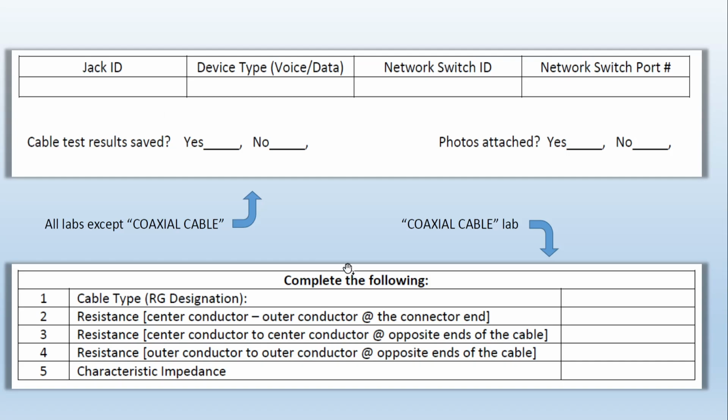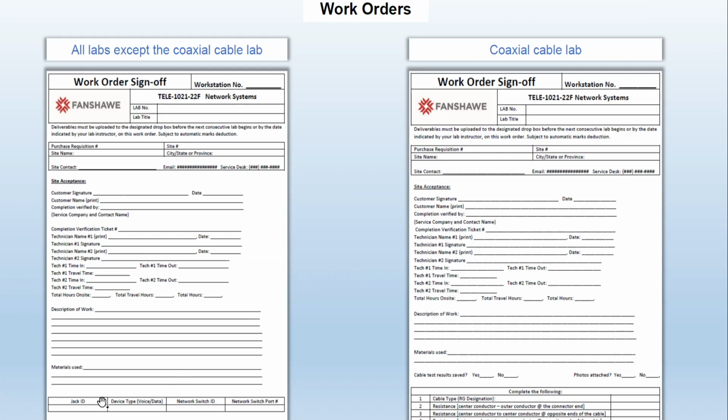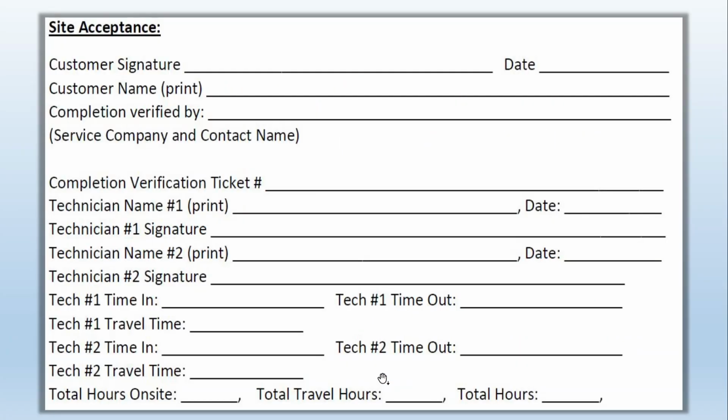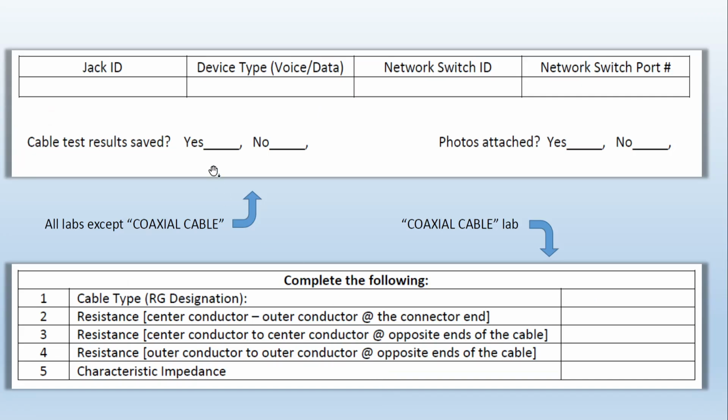Now here is the last portion. Remember that here? The last portion in the regular work order that we are going to use looks like this, and for the coaxial cable it looks like this. So let's just go there. This is for all labs except the coaxial cable lab. Here's that mysterious table: jack ID, device type, network switch ID, network switch port.